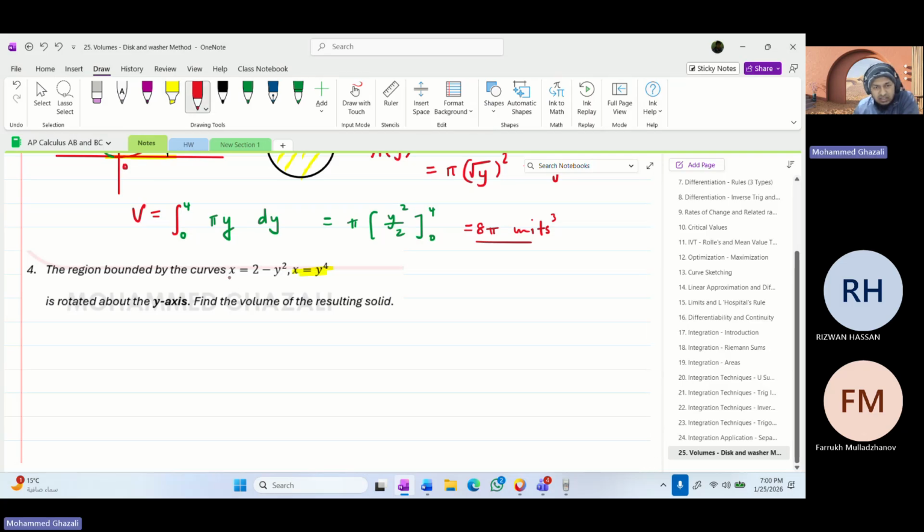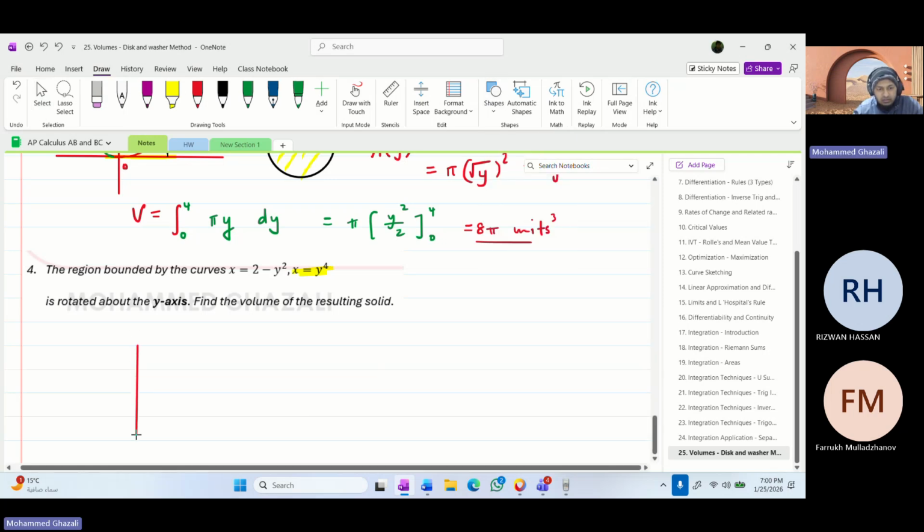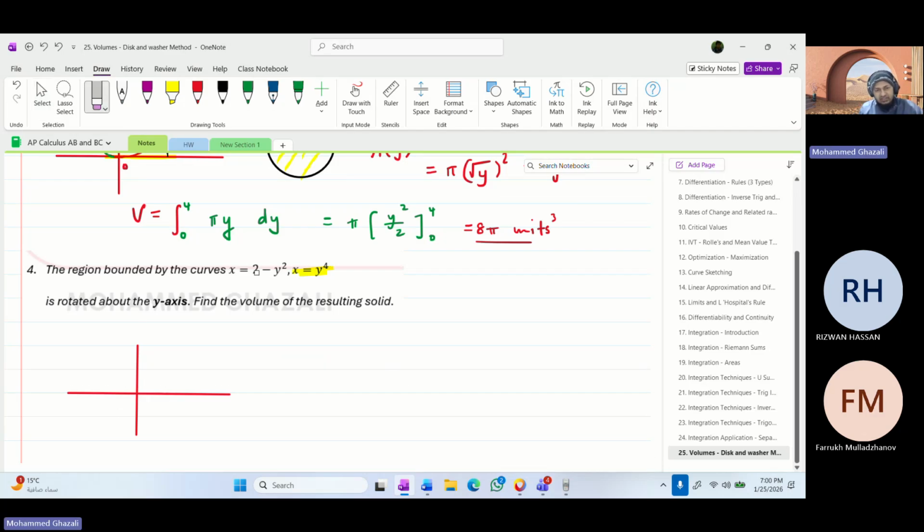Now let's discuss x equals 2 minus y squared. Quickly, let's sketch the graph. This graph is sideways. It is x equals negative y squared shifted 2 units. Let's look at x equals y squared, which is like this, right? x equals negative y squared opens up to the side.